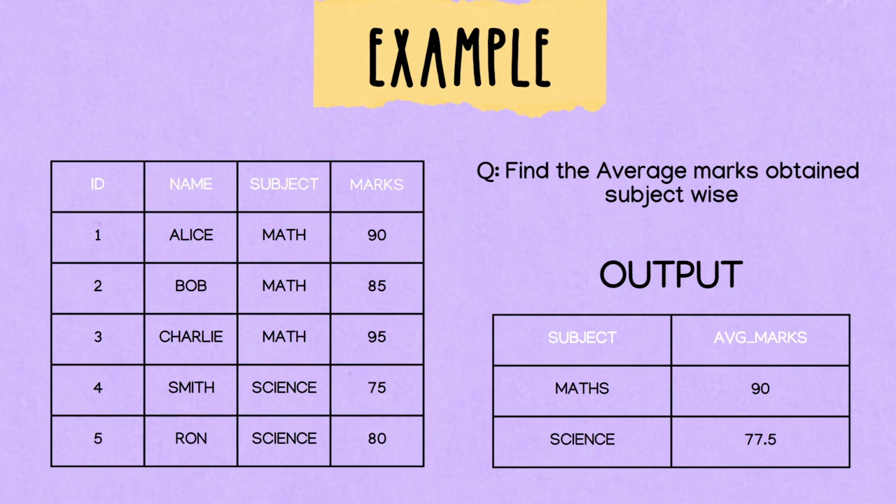Now we have a table with 4 columns: ID, name, subject, and marks. Now, if you want to find the average marks of the students obtained subject-wise, the output should be as follows: the subjects and their average marks. Let's look at how we can use group by to aggregate the data and get the desired output.